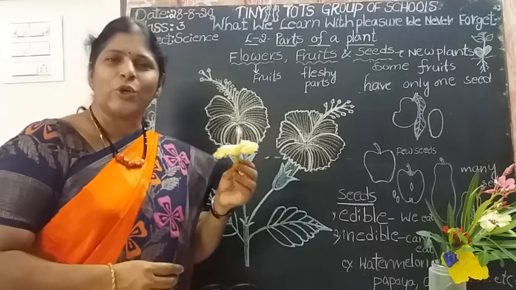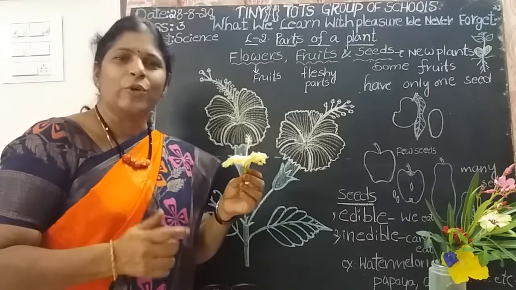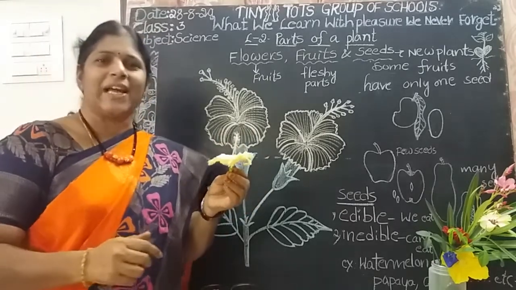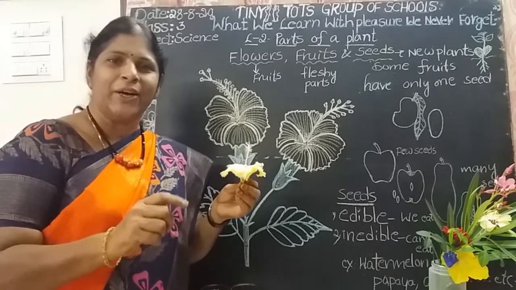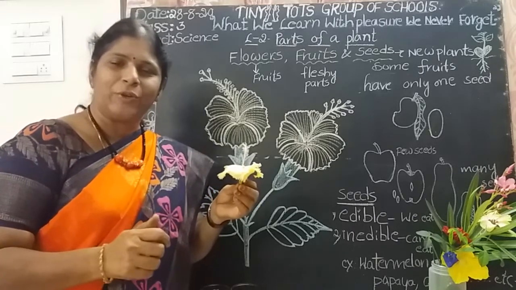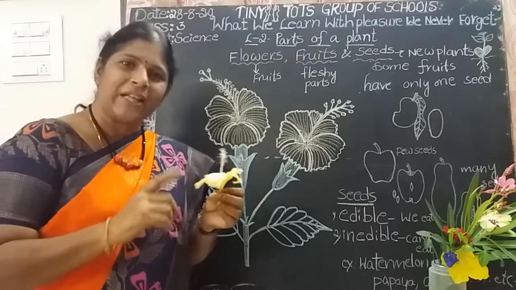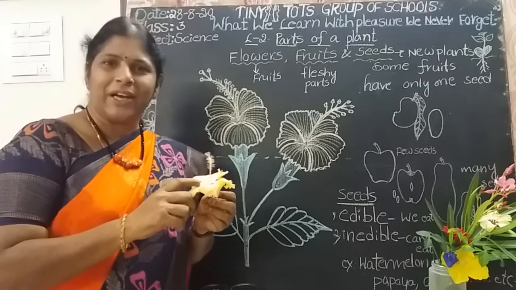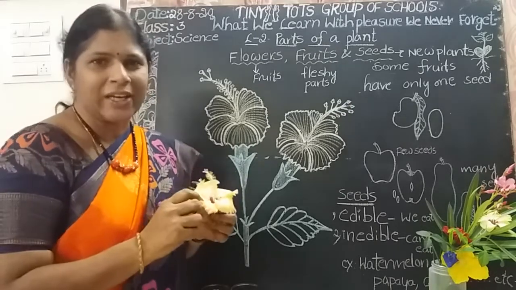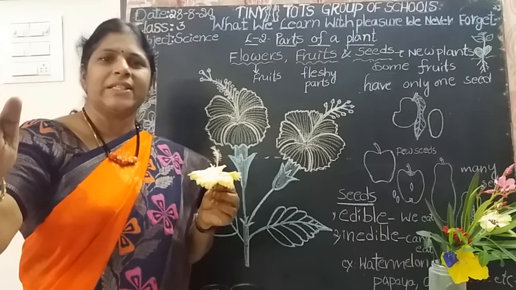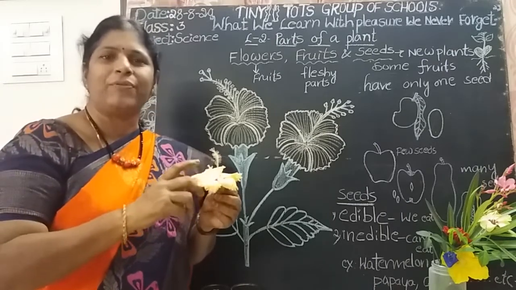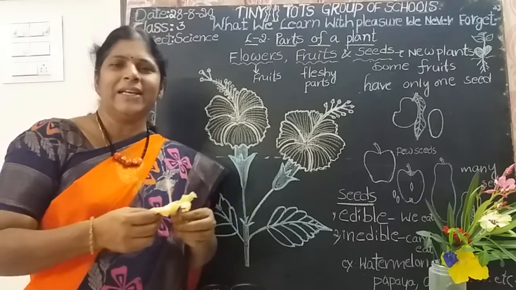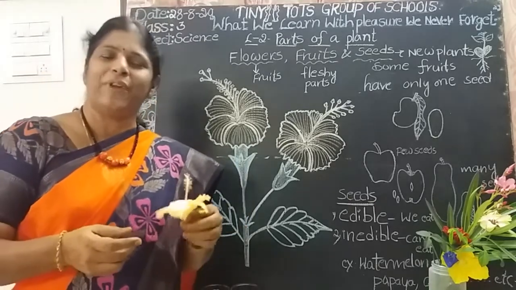Flowers are the source of food. To whom? Insects. When we visit a garden, we observe a lot of insects going from one flower to another. Why are they moving from one flower to another? Why are they sitting on the flower? They collect honey. Honey is present in the flower. That is called nectar. Insects suck the nectar from the flowers. Nectar means honey, the sweet juice obtained from the flowers.